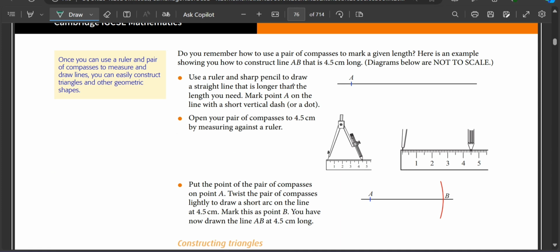Make sure you have a sharp pencil with you. Using a ruler, mark a point and make a line as long as you require. Then open the pair of compasses and extend it to the required length, for instance in this case it's going to be 4.5, then bring your compass over here and make an arc. This way you have another point, marked B, which is 4.5 centimeters away.